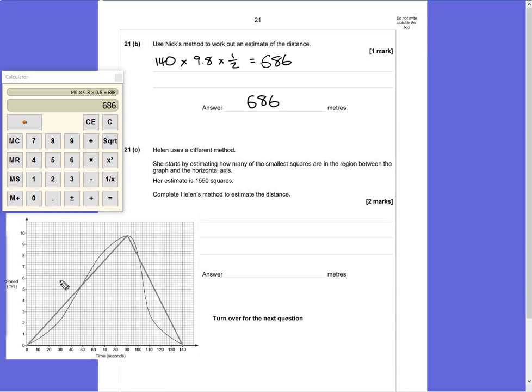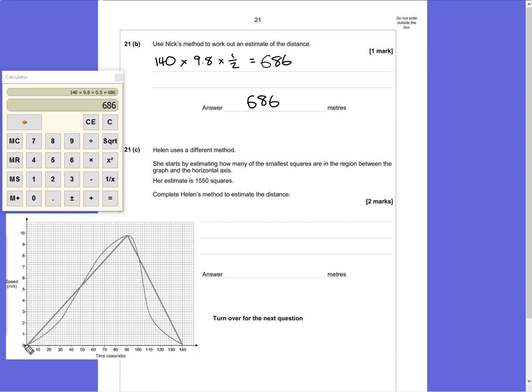In trying to find distance using a speed-time graph, we can multiply speed by time, which would be the area under the graph. But what she's assumed then is that every square at this stage would equal 1 second and 1 metre, and we know that's not the case. So if we find out what the value of each square is, we can divide her estimate by that value to find out what the distance should be, using the scale on the graph.